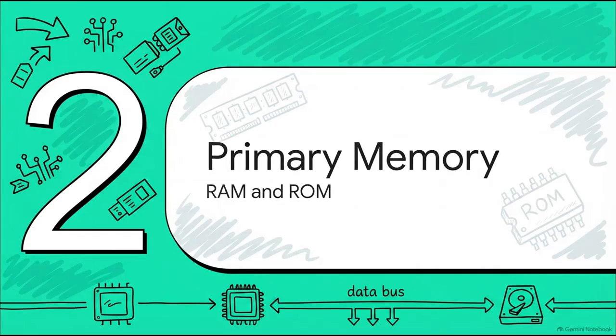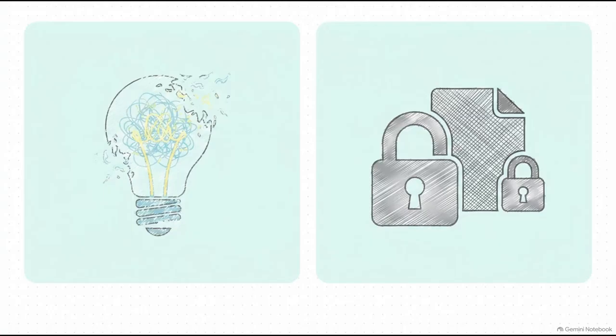Moving right along to Section 2. Primary memory, RAM, and ROM. Think of primary memory as your computer's immediate workspace. It's the desk where it needs to access things super quickly to get active jobs done right now. But before we break down the specific components, we absolutely need to understand two critical concepts.